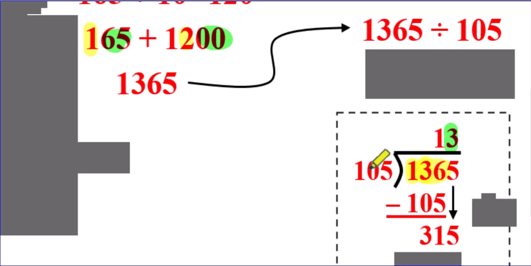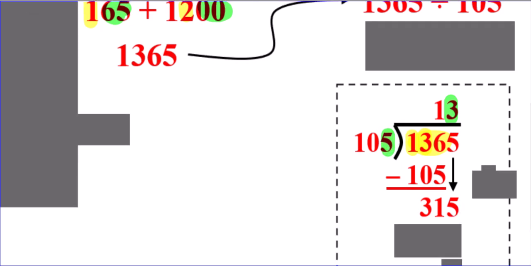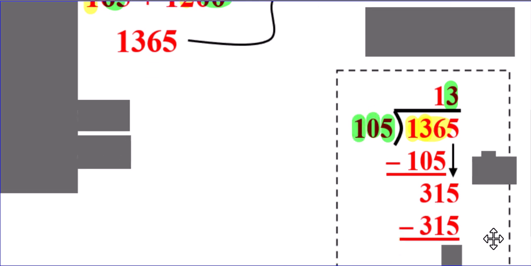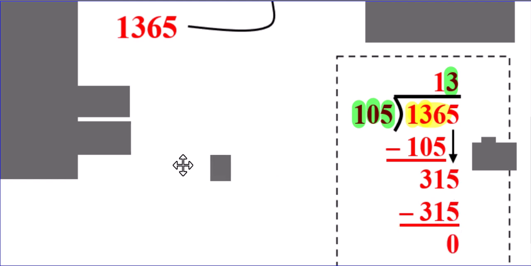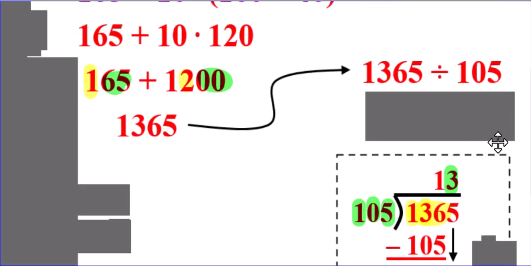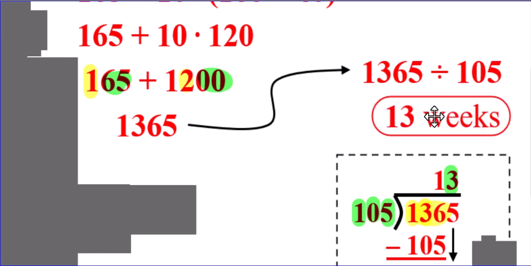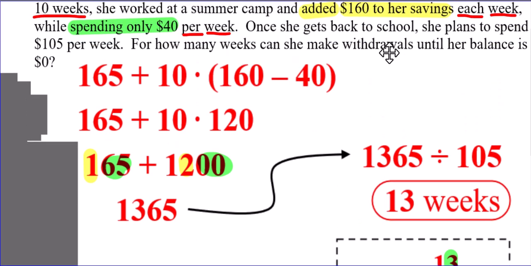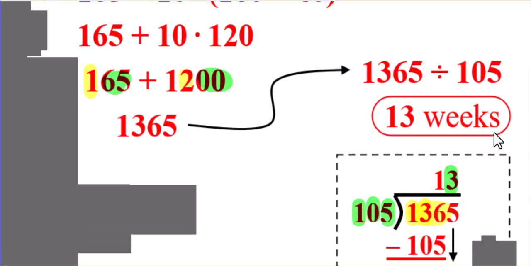So let's take 3 times 105. Now, how do I do that? 3 times 5 would make 15. And then 3 times 0 is 0. 3 times 100 is 300. So this is going to give me 315. Subtract, I get a remainder of 0. So the answer to the question is 13 weeks is how many weeks she can continue to withdraw $105 per week until her balance would eventually be 0.